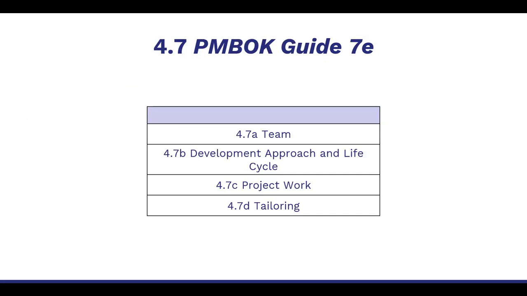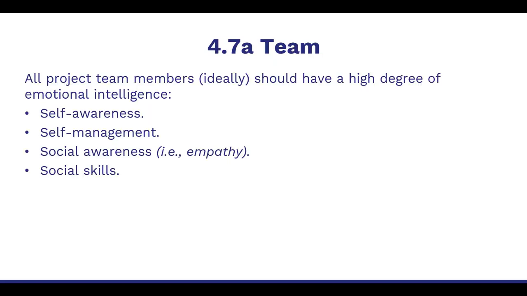Now, we had the PMBOK Guide 7th edition, right? We had a team, then we had a development approach and life cycle. We had project work, and then we had what's called tailoring. We had a team. All project team members ideally should have a high degree of emotional intelligence: self-awareness, self-management, social awareness, social skills. These are all the things that we have to take into effect when dealing with a team.